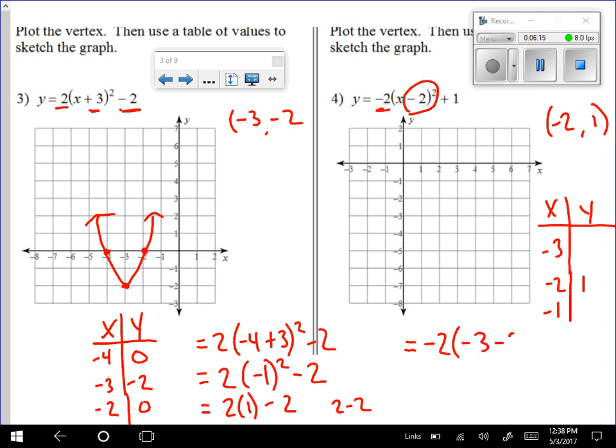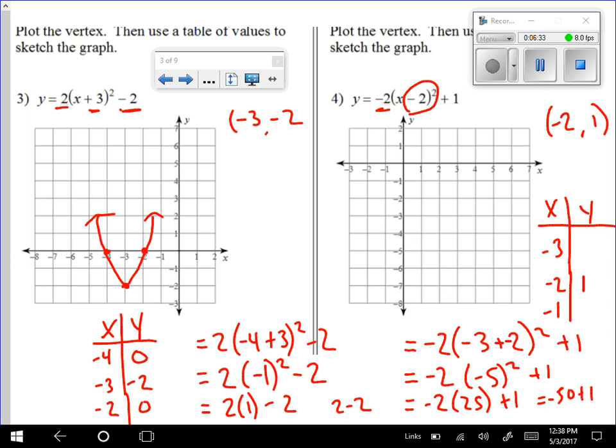So negative 3 minus 2 squared plus 1. So get negative 2 times negative 5 squared plus 1. Which gives us negative 2 times 25 plus 1, which equals negative 50 plus 1. Feel like I did something wrong there.